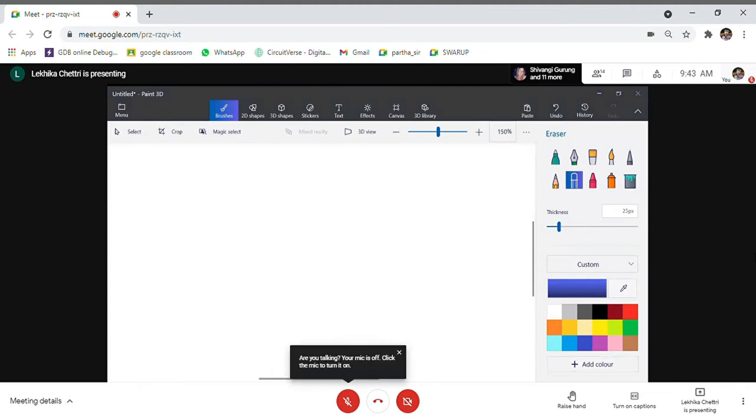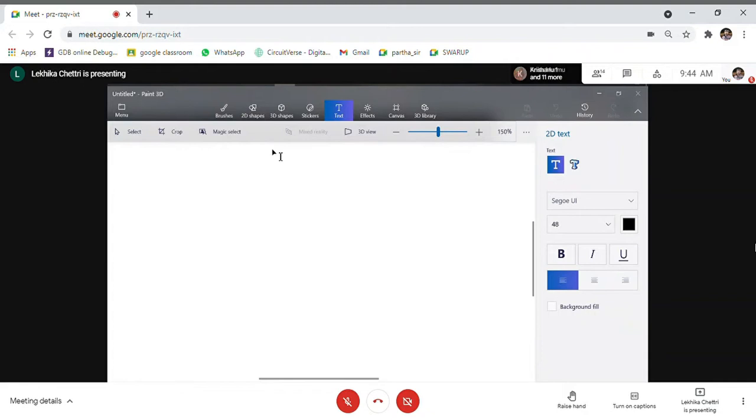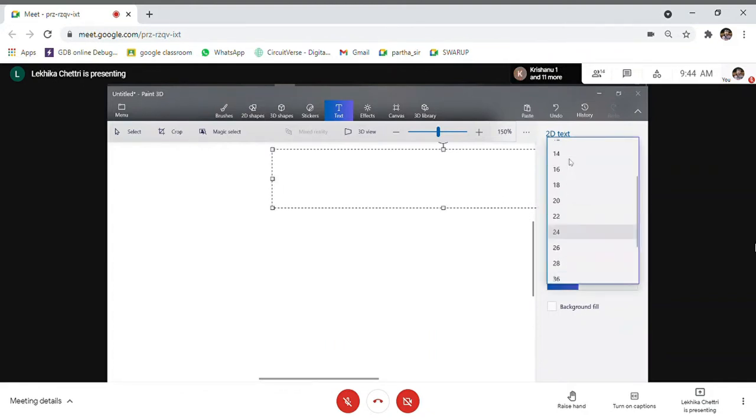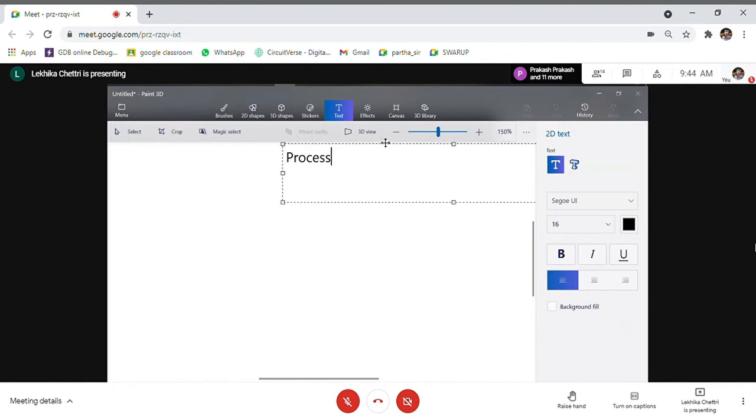So from today, we'll start with, as I told you during the quick revision, one of the operations that the operating system has to perform: process management. That is what we are going to discuss from today. So today we are going to discuss process. This will be the topic for the day.